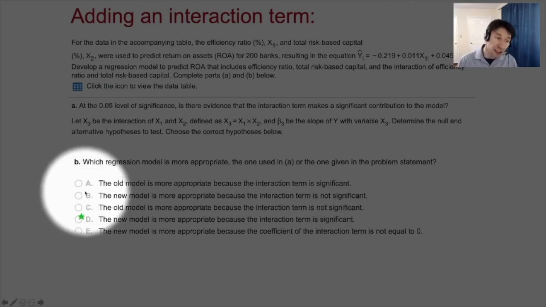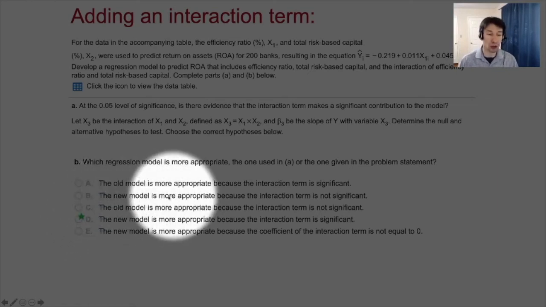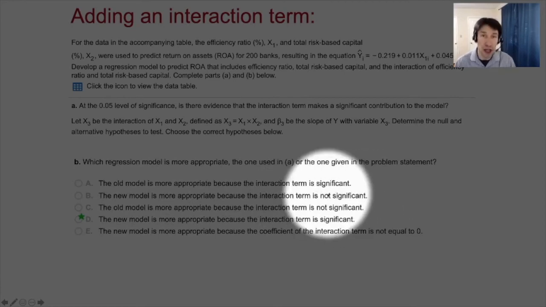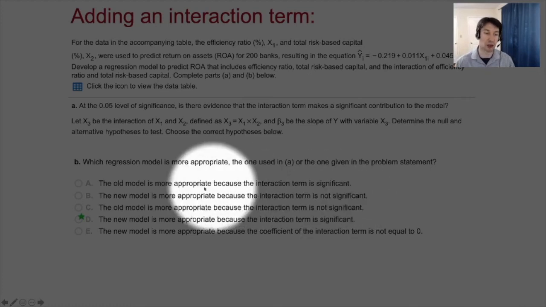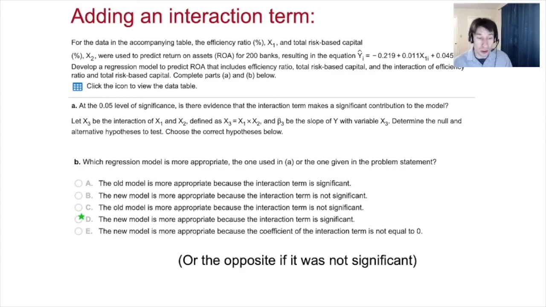Again, in these kinds of questions, some of these answers don't make sense at all. For instance, here, the new model is more appropriate because the interaction term was not significant. That doesn't make any sense. It would only be more appropriate because it is significant, or it would not be more appropriate because it is not significant. So it's always going to be either it is more appropriate because it is significant, or it is not appropriate because it is not significant.